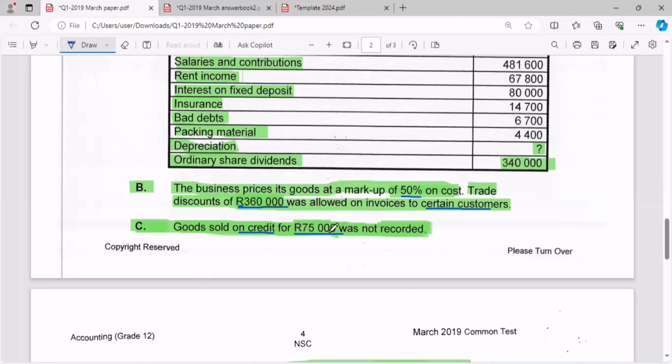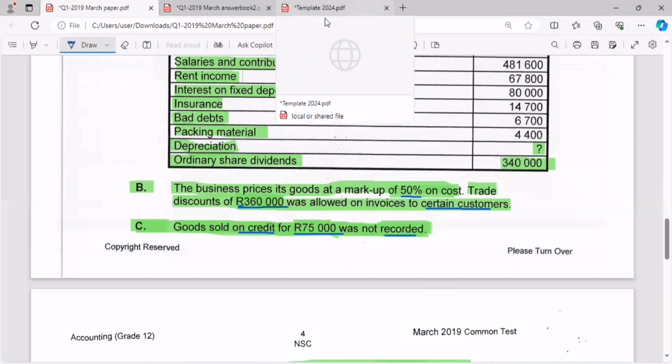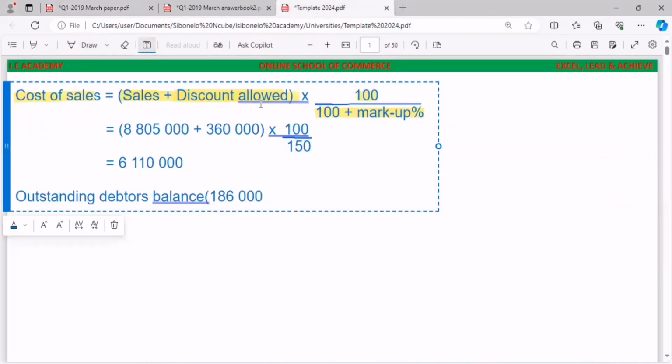So because these sales were made on credit, we must record this 75,000 in the debtors journal, or we must add this to the debtors list. So 75,000. So now we are having more debtors because we have sold on credit. So guys, you should know that credit sales always give rise to debtors. So in this balance, we are told that this was not recorded in the given trial balance. So now we're gonna add 75,000 because this will increase the value of our debtors. So every time we make sales on credit, our debtors balance increases.